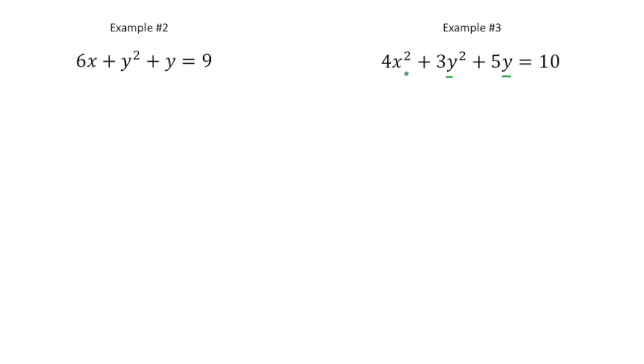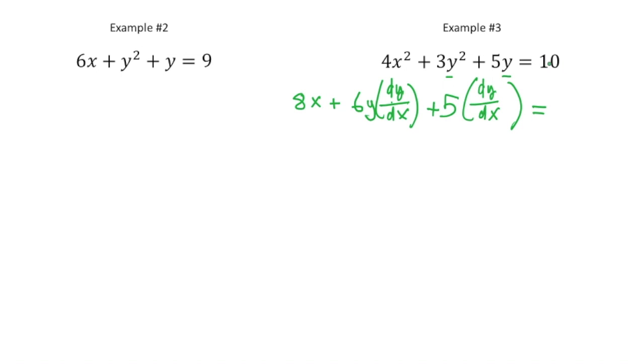So the derivative of 4x squared is going to be 8x plus, all right, the derivative of 3y squared is going to be 6y times, hold on, dy dx, right? I almost forgot. Plus, the derivative of 5y is just 5 times dy dx is going to equal, well, the derivative of 10, it's a constant, so it's going to be 0. All right? Now we need to take away 8x from both sides.